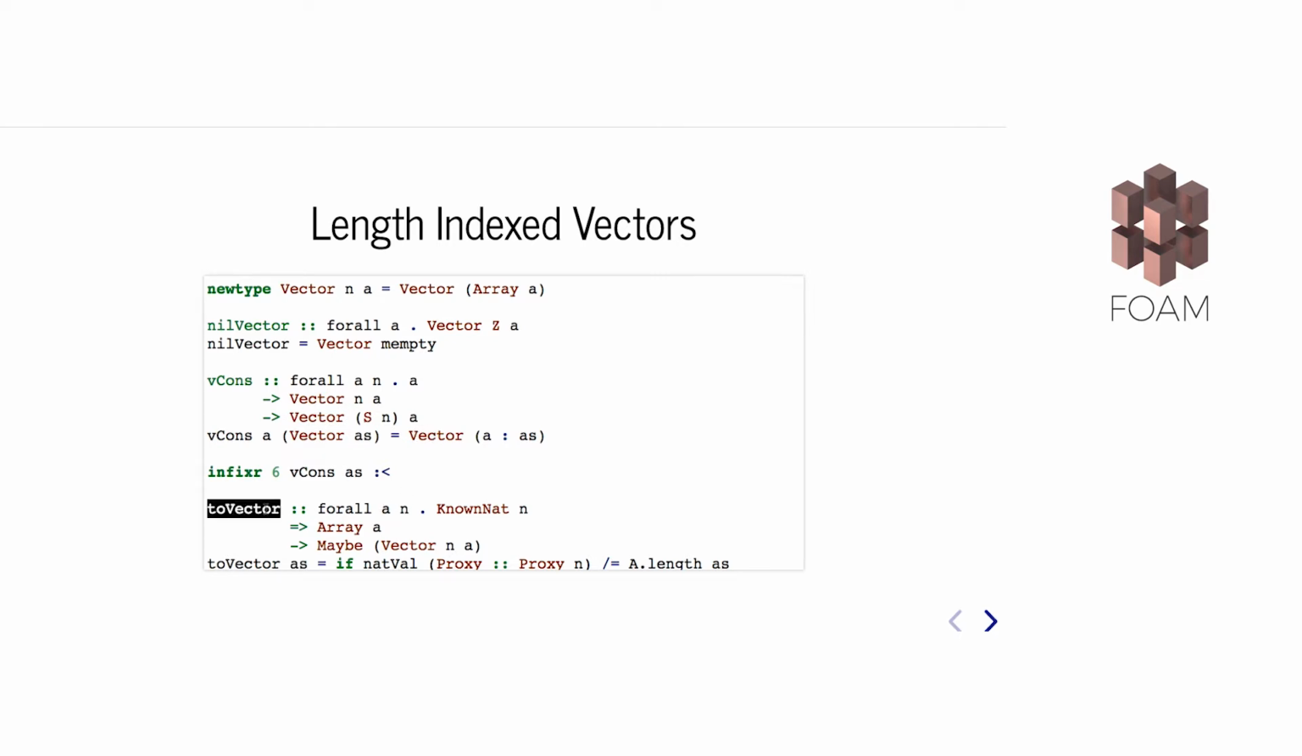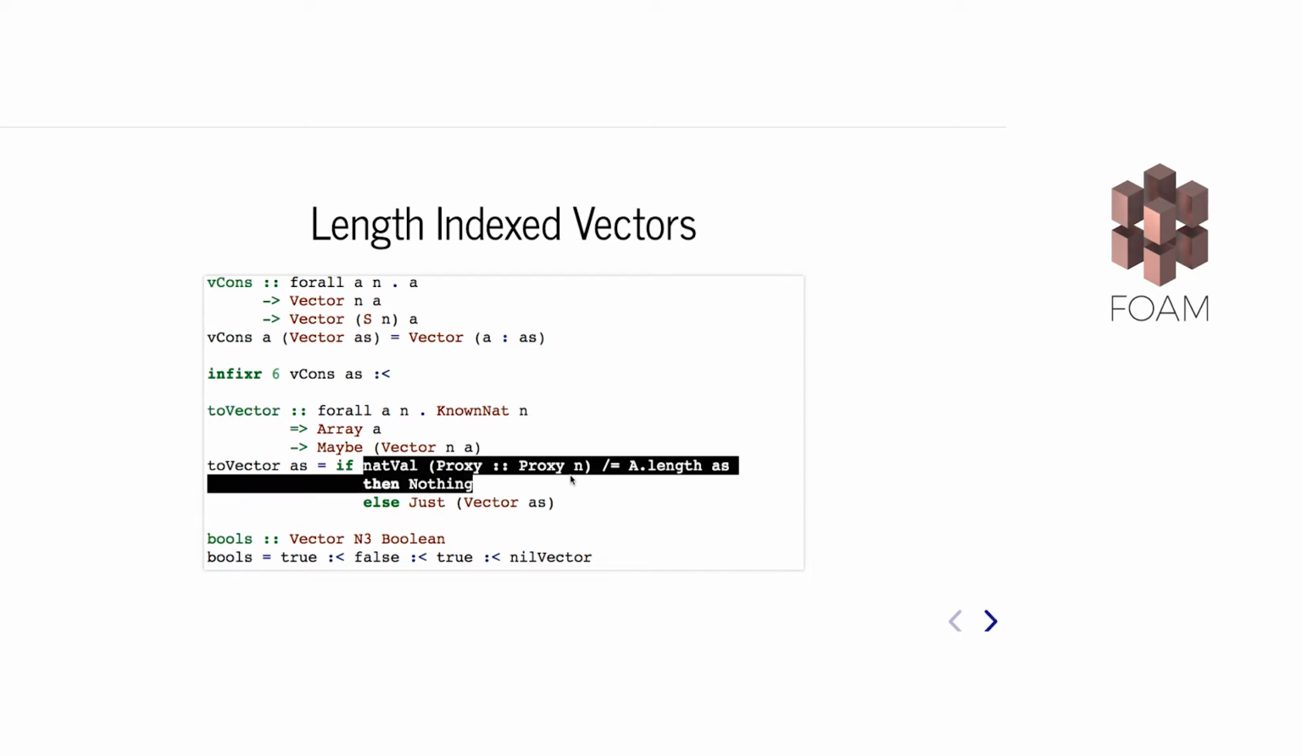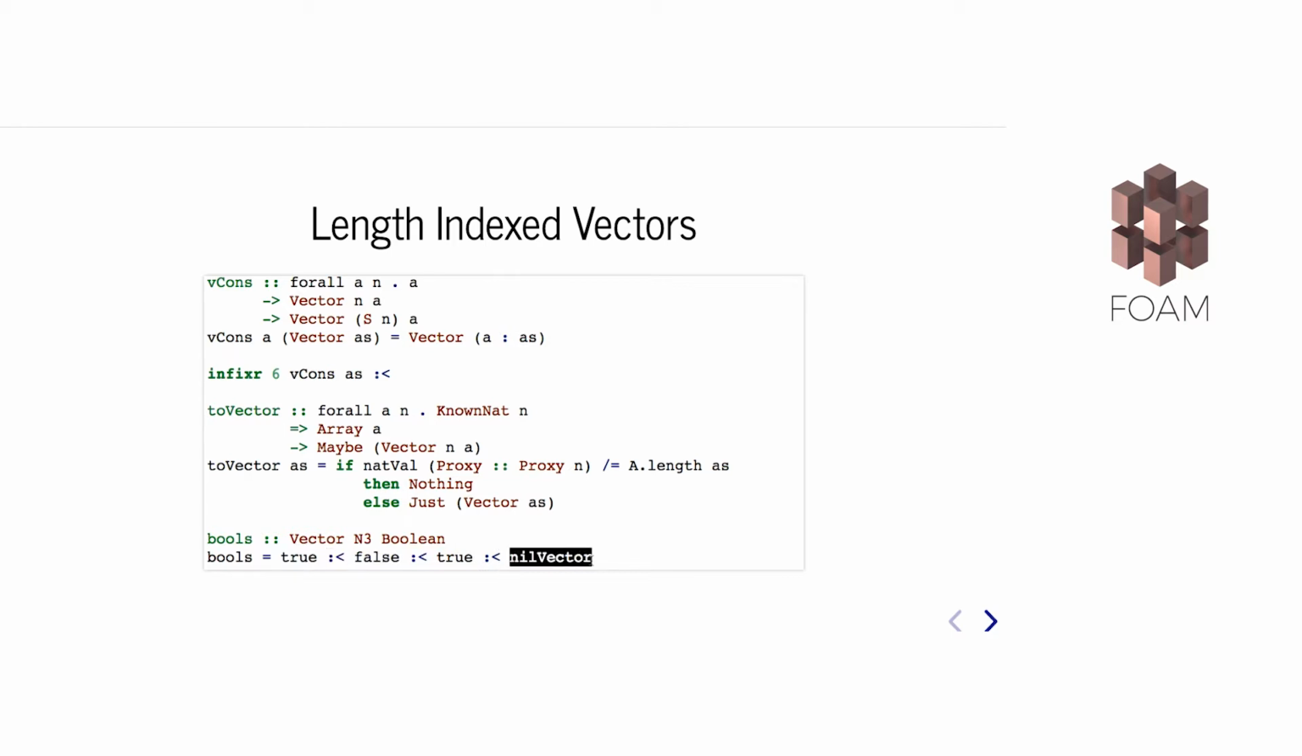Then we can also do this sort of dynamic conversion with possible failure. This might look scary if you've never seen it before, but this proxy thing is just a way to bring the size into scope, and it allows you to check whether this thing is not equal to the length it says it is. If it's not, then fail. Otherwise, wrap that thing in a vector and it's good to go. And then you get this nice syntax for building up statically sized vectors with this cons operator always ended by the nil one. So this is a vector of length 3 of bools.